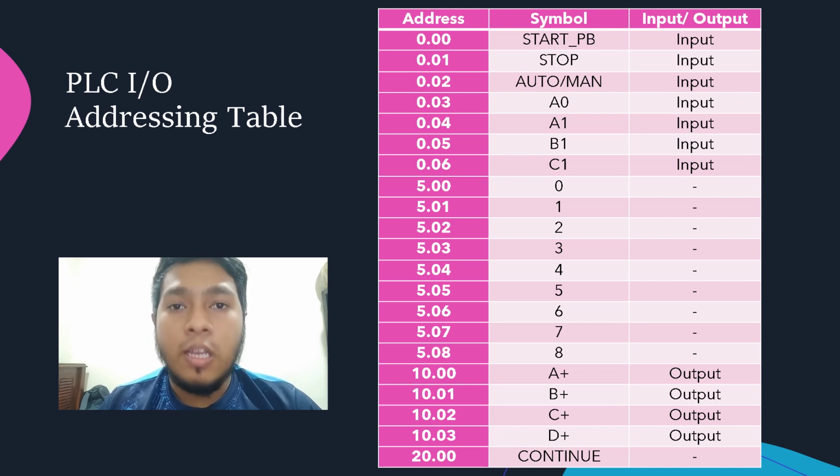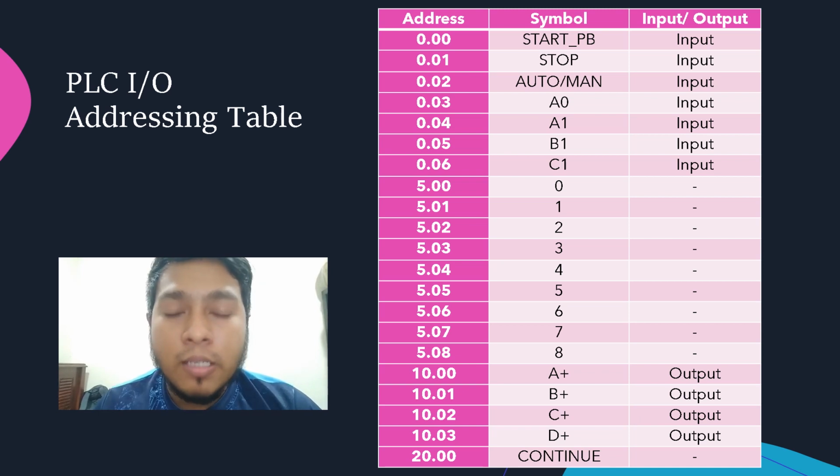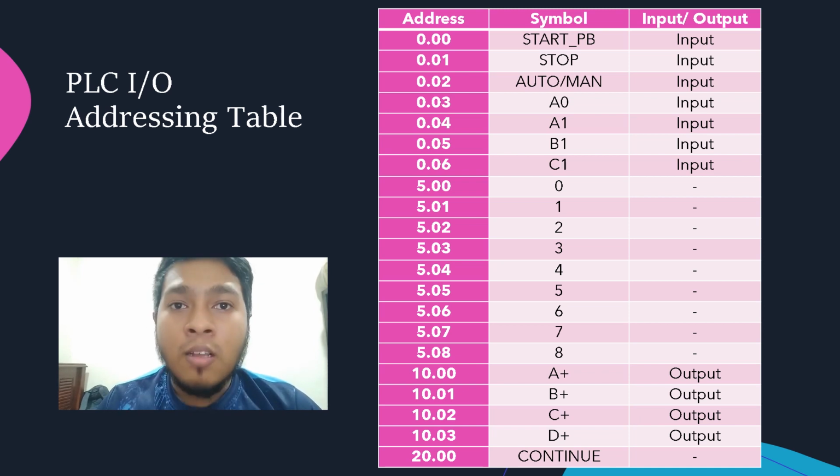Okay. Now I'm going to talk about the PLC input and output addressing table. There are 7 inputs and 4 outputs. The 7 inputs are start push button, stop, auto, and sensor A0, sensor A1, sensor B1 and sensor C1. And the 4 outputs are 3 cylinders and 1 ejector. The 3 cylinders are A plus, B plus, C plus, and for the ejector, D plus.